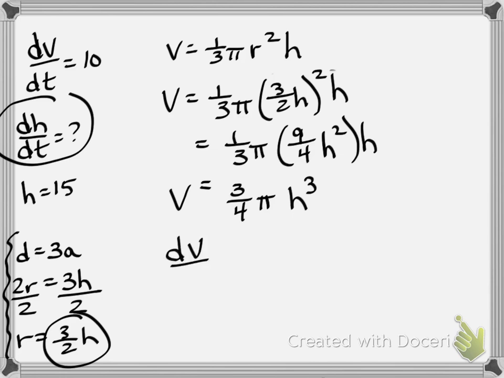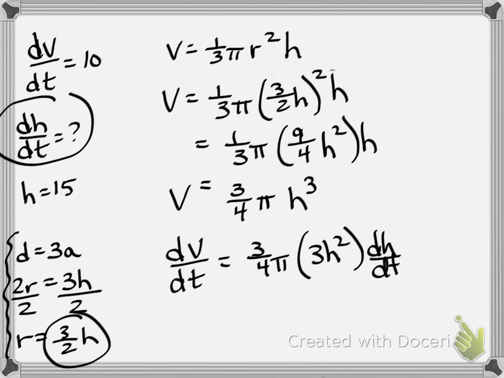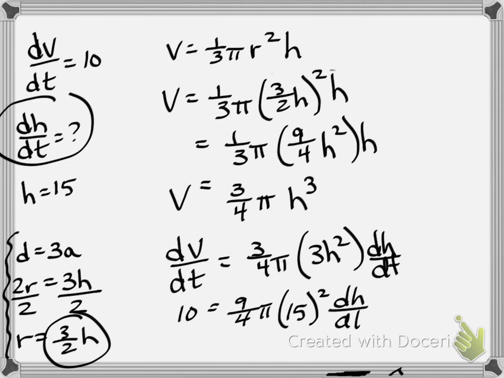Now we're ready to take the derivative. dV/dt is 10. Let's see, 3 times 3 is 9/4 pi. h is 15 squared, and we're trying to find dh/dt. Let's see, 9 times 15 squared. 15 squared is 225. That's 9 times 225.